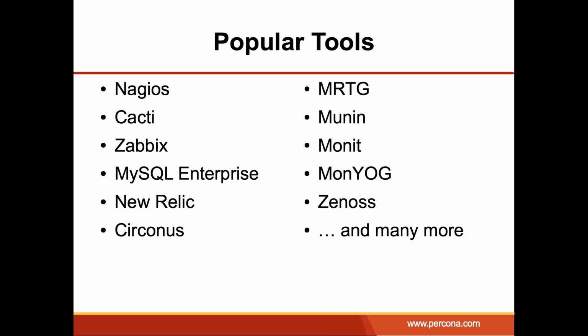Zenoss is one of those all-in-one monitoring tools that's targeted towards a large enterprise, and it does inventory of all of your systems, captures metrics from them, can send you alerts when they're not healthy, can automatically discover things that are on your network. And there's a variety of other tools that are more or less similar to some of the tools that I've described here.